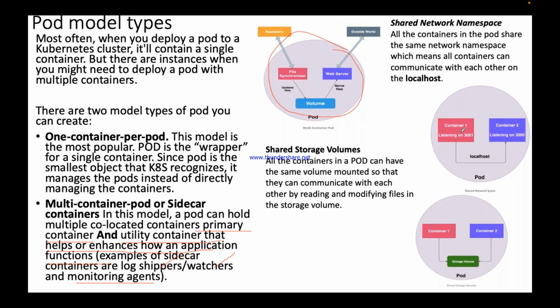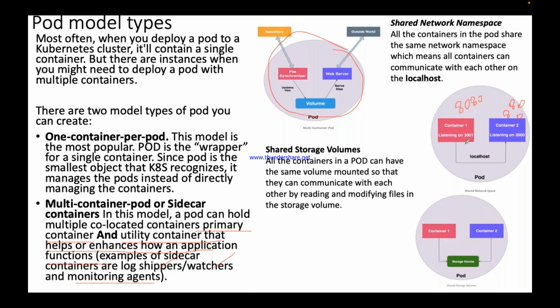Suppose I have two containers in the same pod. Can I have multiple containers running on the same container port in a single pod? Is it possible? No, it is not possible. Can I have two Tomcat containers running on 8080 in the same pod? No. It should be unique.